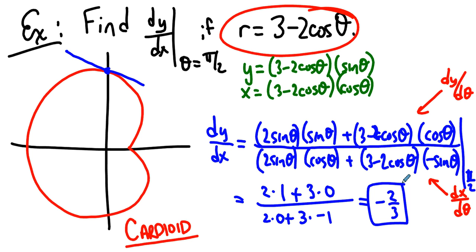So what is most important here? We parameterize in terms of theta. So we have an expression for x, it's a product, and an expression for y, it's a product. We use the product rule to find dy d theta and the product rule to find dx d theta, which is excellent. And then we substitute the value we're interested in, and we're done.